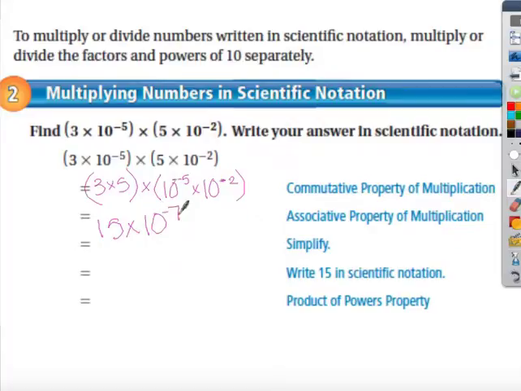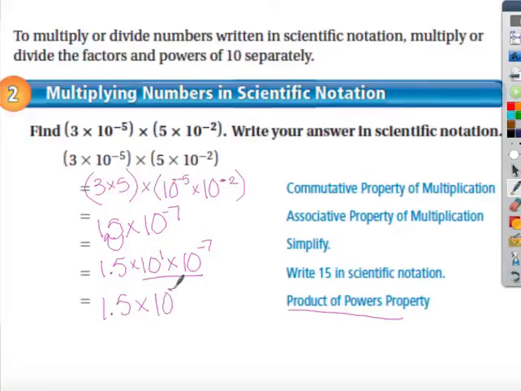Now, we have to check and make sure, is our answer in scientific notation? And in this case, the answer is no. 15 is larger than 10, and our factor must be greater than or equal to 1 and less than 10. So we're going to have to move our decimal one place. So that becomes 1.5 times 10 to the first power times our original power of 10, 10 to the negative 7. Now we have to simplify using the product of powers property. So we have 1.5 times 10 to the negative 6 power. That would be your final answer.